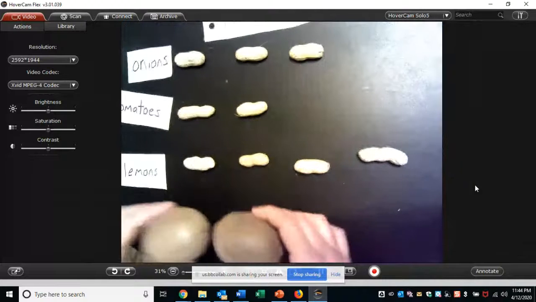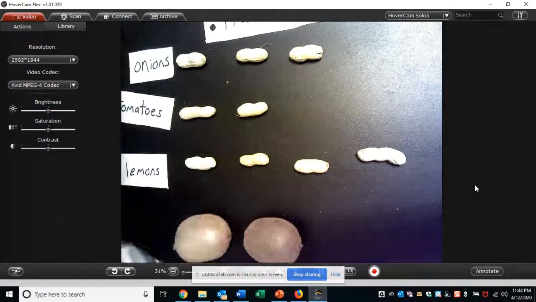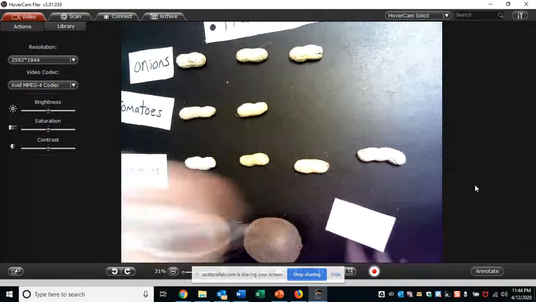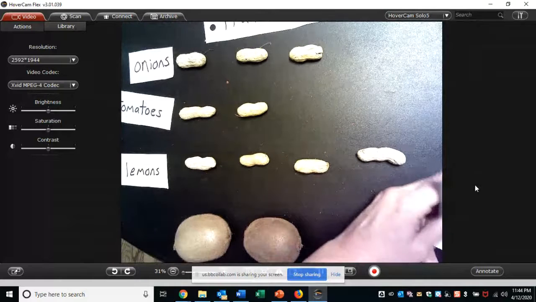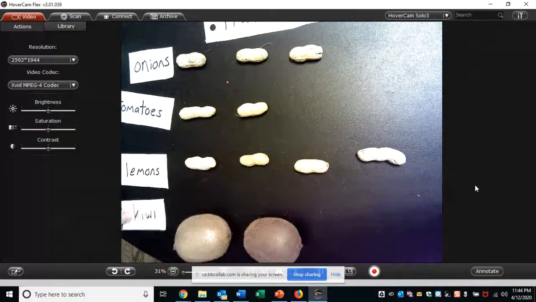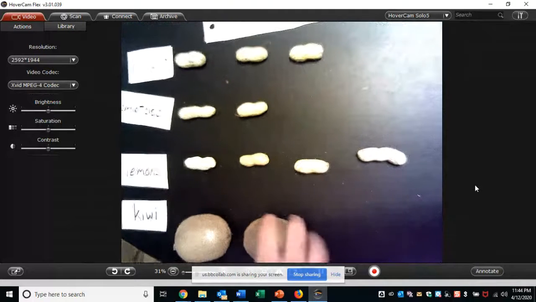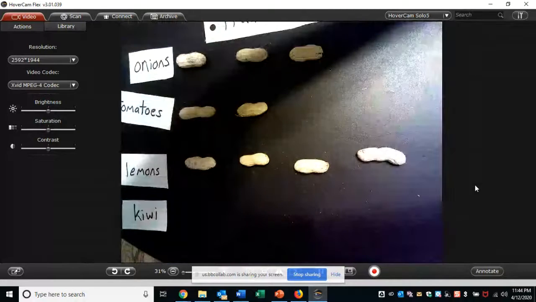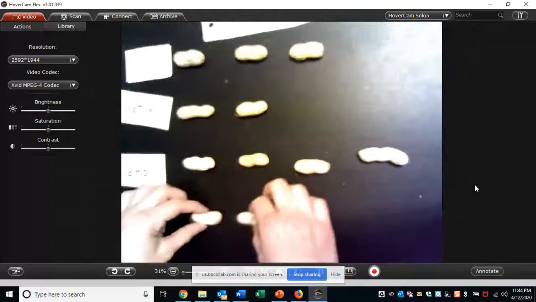The last thing is kiwis. So I'm going to write kiwis here. And put that right there. And there's 2 kiwis. So I'm going to replace that with 2 peanuts.